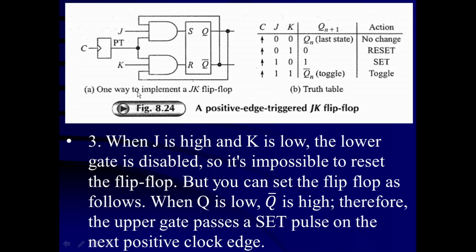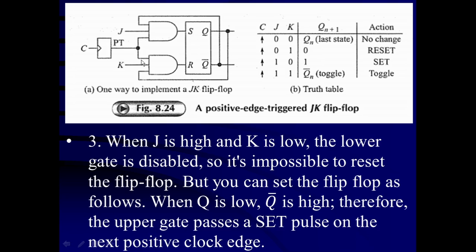Figure 8.24a is one way to implement a JK flip-flop. This is your normal basic RS flip-flop symbol, with S, R, Q and Q bar. This box. Then there are 3-input AND gates that are going to be utilized.